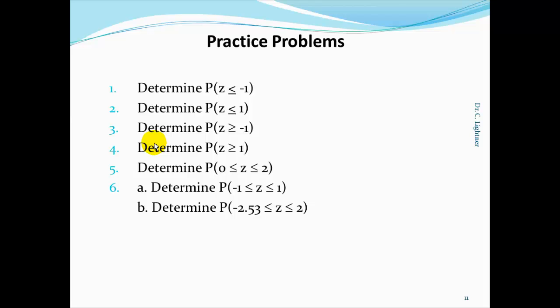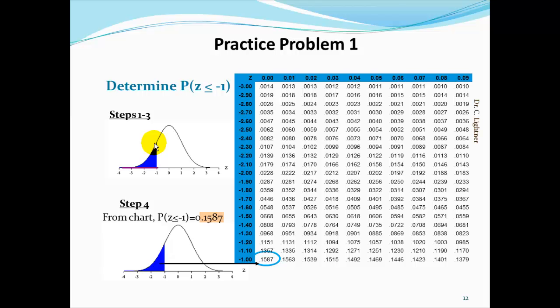Now let's go through these practice problems just to make sure that we are comfortable with using the standard normal chart. First, let's compute the probability that z is less than or equal to -1. Remember, the chart will always give us the probability that z is less than or equal to the z-score that we look up. We go to the chart and go to the row for -1 and the column for 0.00, and we see that this area is 0.1587.